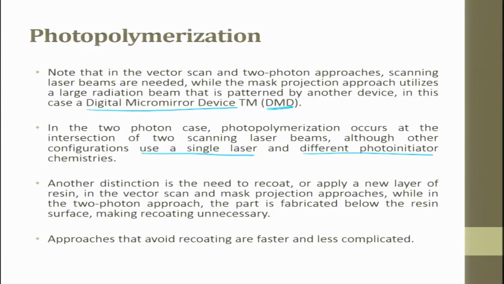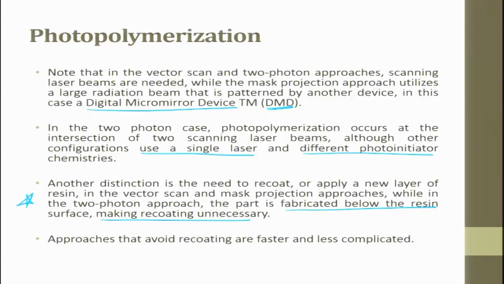vector scan and mask projection approach, while in the 2-photon approach the part is fabricated below the resin surface, making recoating unnecessary. This is a very valid and important point, which distinguishes it from vector and mask projection techniques.